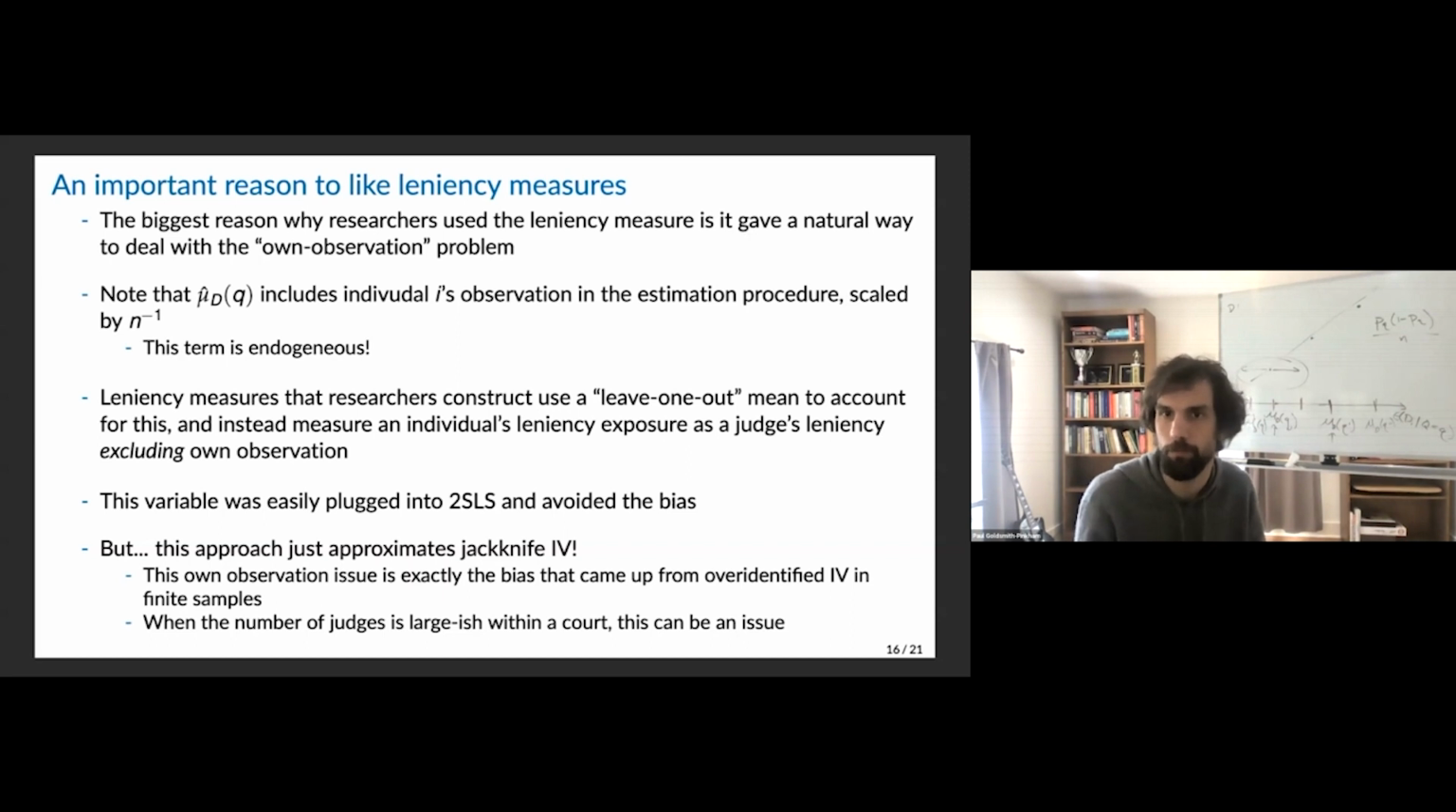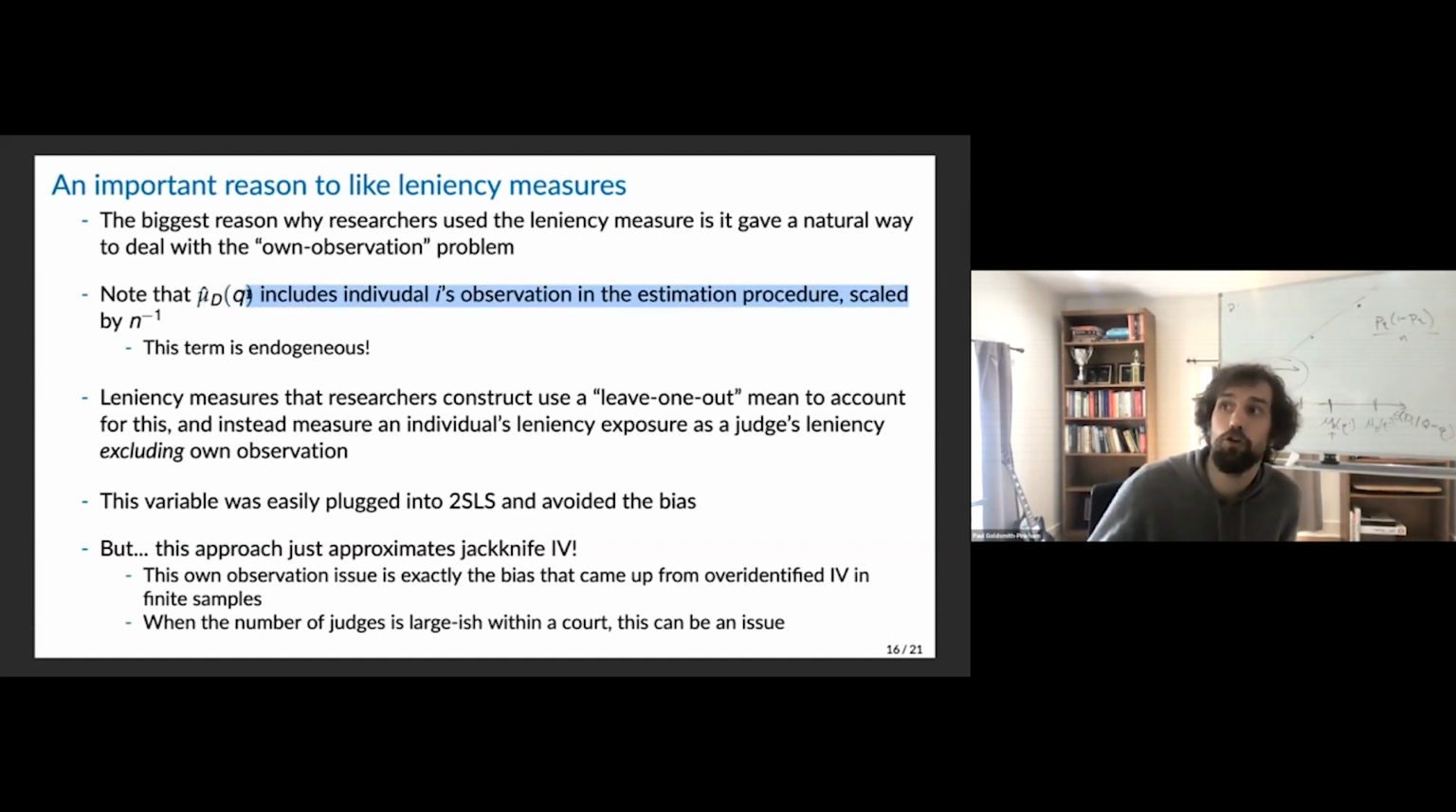The biggest reason researchers used the leniency measures is that it gave a natural way to deal with the own-observation problem. Remember when we were talking about many instruments and overfitting: as you added more and more instruments, you would overfit and create bias in your over-identified 2SLS estimate. We showed that using the Bekker asymptotics. The point is that the way we computed those mu hat Ds includes individual i's own observation in the procedure.